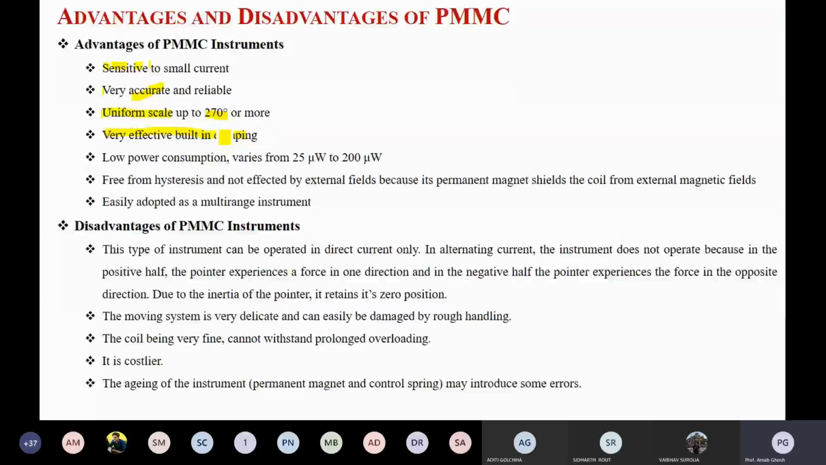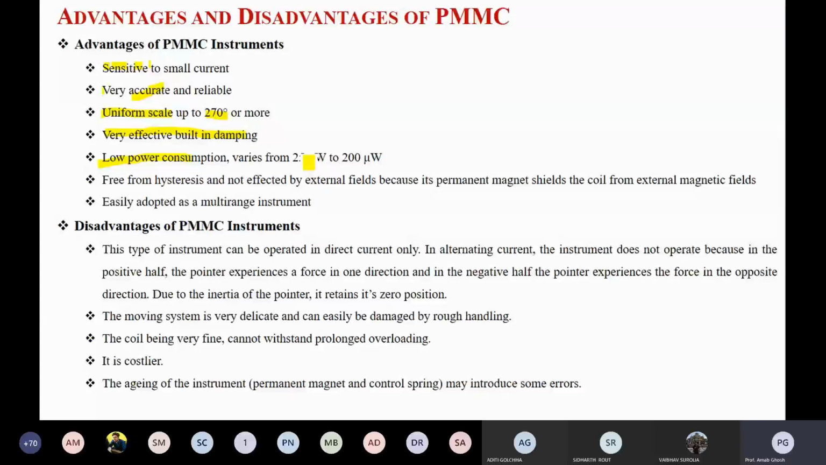Then next is low power consumption. If you observe the range of PMMC instruments, normally ammeter and voltmeter, the current range is from microampere level to milliampere range. Due to that, the power losses will be in the micro to milli range, and it is not significantly high. On average you can use it in most cases.